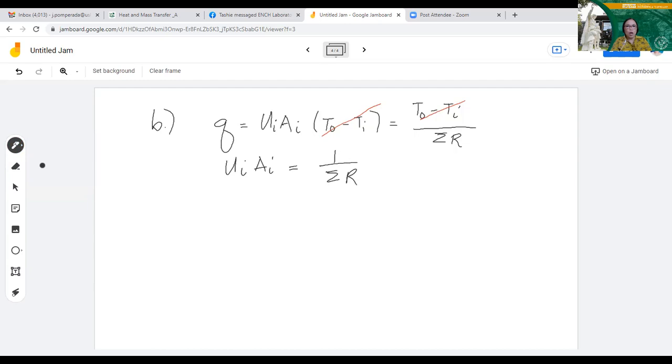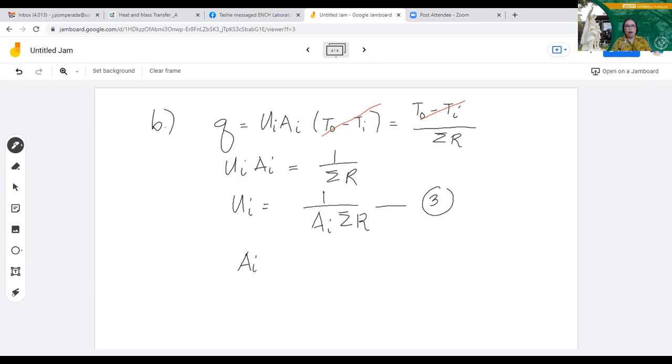Since we are interested in U sub I only, we might as well write U sub I is equal to 1 over A sub I times the summation of resistances. For now, we don't know anything about the inside area, and we have the summation of resistances. But we will go back to this formula, labeling it first as our third working equation, once we know already these two. So we'll try to find first the inside area.